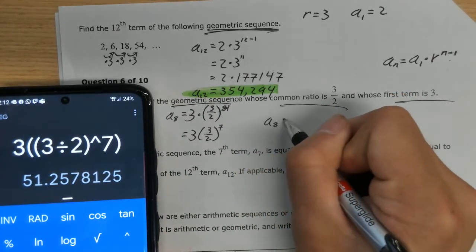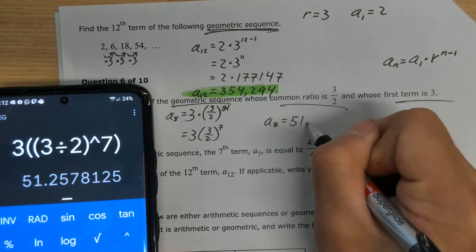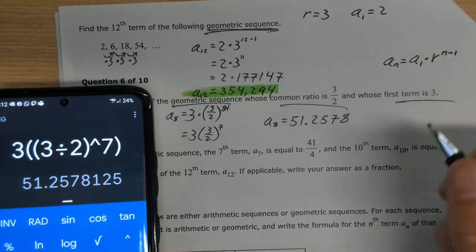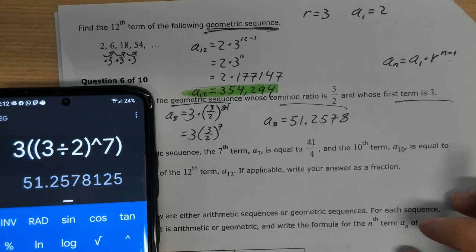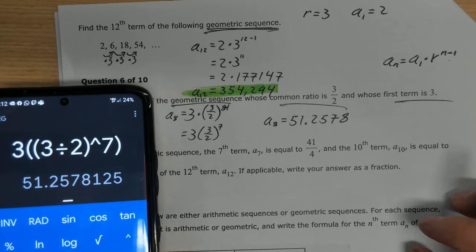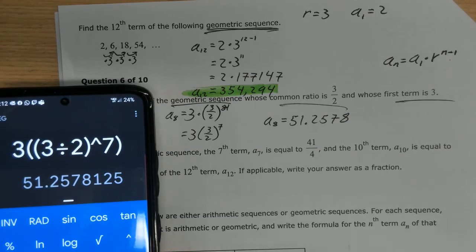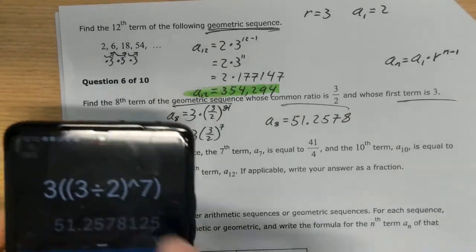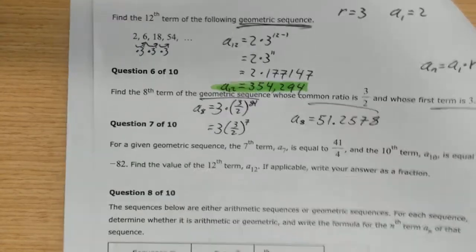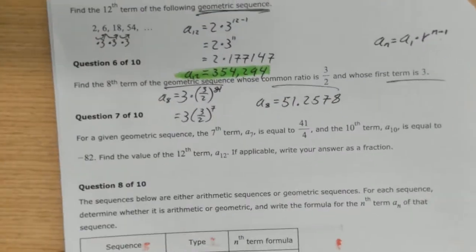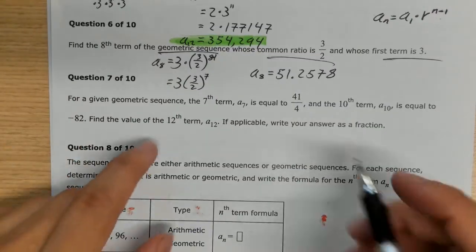So whatever it gives you, that's the answer. So a sub 8 is going to be 51.2578125. In fraction form, that's 6,561 over 128. Do you guys want me to give you the solution as a fraction as well? In the back, that's not the answer in the back. Oh, that's the fraction version. In the back, what does it give? It's in fraction. Oh, that's easy. Don't worry, guys.